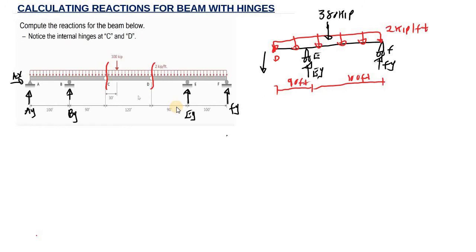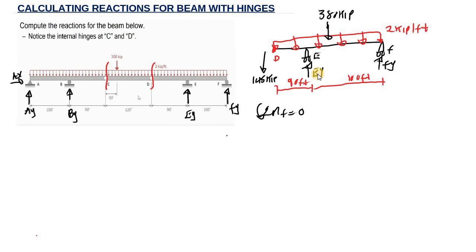Yeah, 145 kip. So this is 145 kip, and this is acting downward. So what we need to do, we just need to calculate EY and FY. Let's take summation of moments at point F so that we can calculate EY. So this is going to be summation of moments at point F is equal to 0.